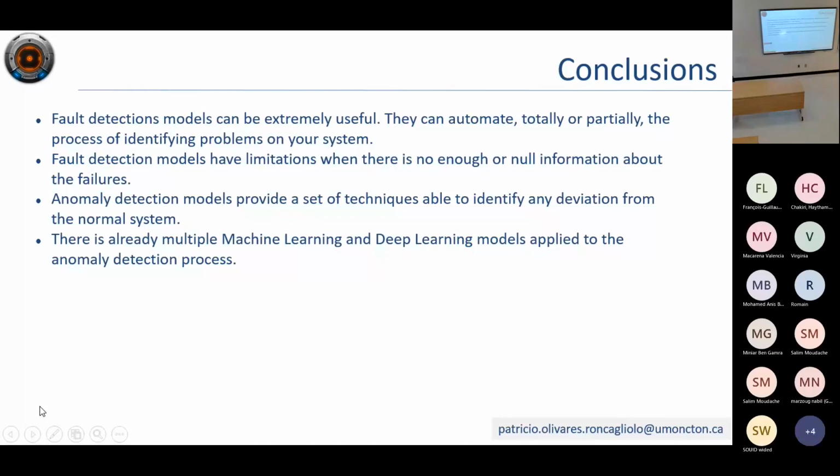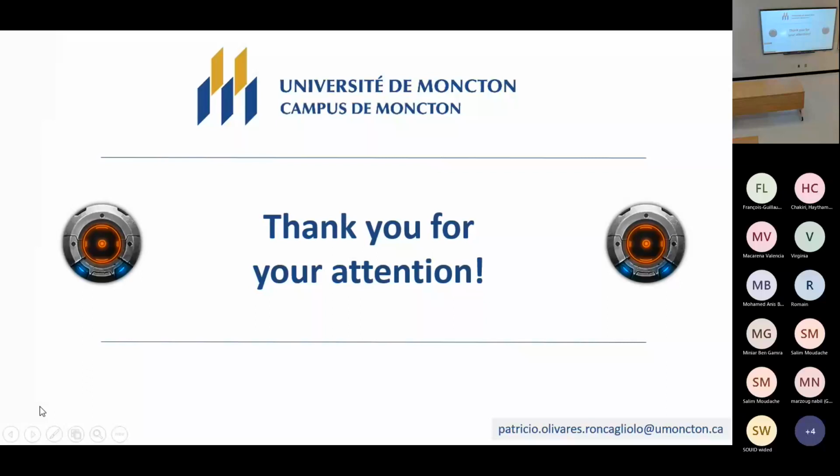And of course, there are already multiple machine learning approaches. Anomaly detection is an active research area at the moment, and there are several machine learning and deep learning models being applied to the anomaly detection process. Actually, in the last few months, the anomalib library that we discussed before has been including new models, so it's a very active research area. So it's better to check from time to time if there is any new model that can improve your anomaly detection process.